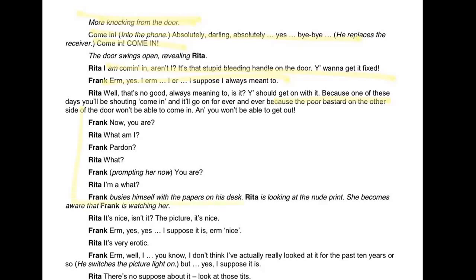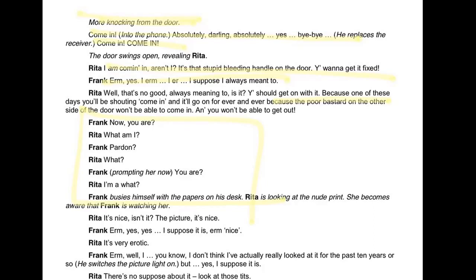I'm also interested in this particular first exchange here. "Now you are? What am I? Pardon? What? You are? I'm a what?" It's this battle of wordplay between the polite "now you are" and Rita taking him literally, "I am a what?", as opposed to what Frank is clearly asking, "Now who are you?" And Rita is reversing that on him. She's not doing it deliberately, but we can see through the language that there's going to be this battle of wills, or battle of the sexes even, battle of the classes based around language, and trying to come to a common language.